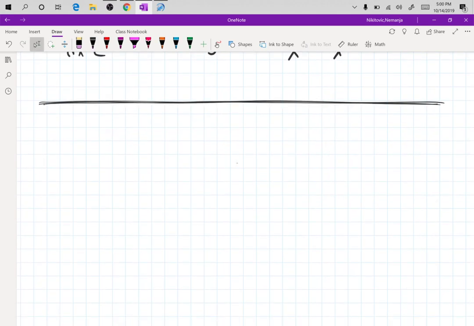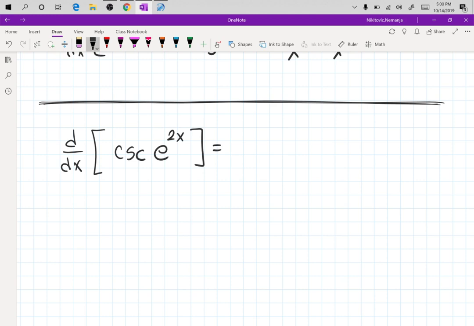Since I know trig is your favorite, obviously we're going to pepper in some more trig. How about the derivative of cosecant of e to the 2x? Just because we can. Think about how many functions you have. If you need to, decompose them aside, and then try to get the derivative.